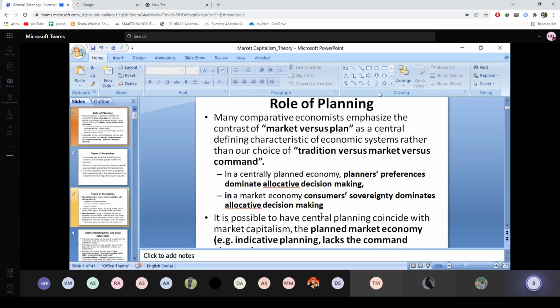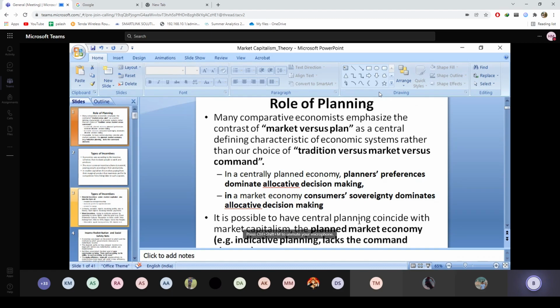So today we will start with the role of planning. Here many comparative economists emphasized the contrast of market versus plan as being the main distinction between economic systems, rather than our choice of traditional versus market versus command. Now, why that is the case, we will try to enumerate further.